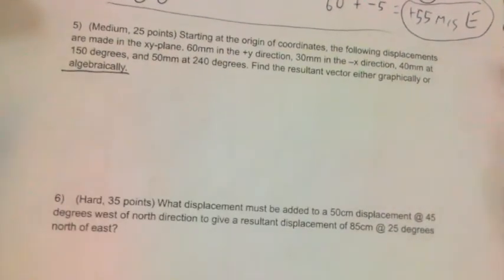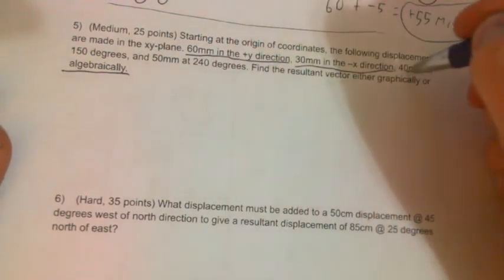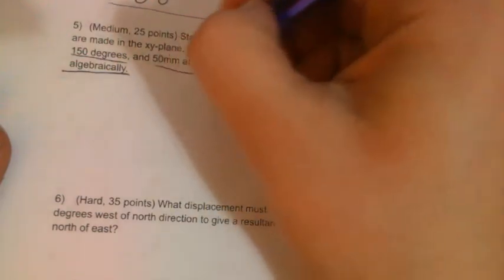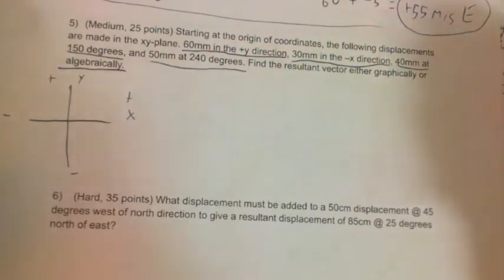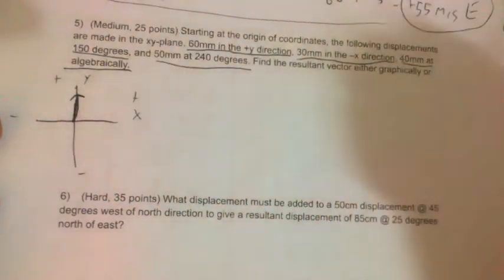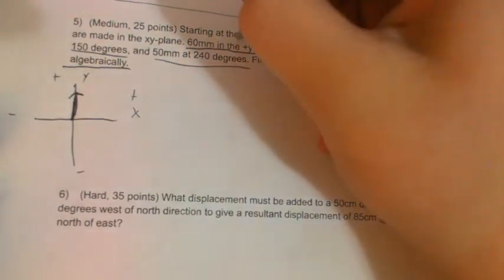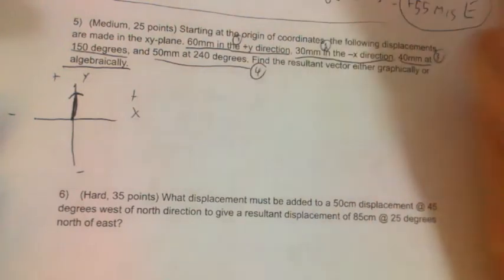Okay, so we have 4 vectors here. We have this one, we have this one, we have this one, and we have this one. So I'm going to go ahead and add these together. We're going to assume standard coordinate plane array. So that's plus, plus, minus, minus, that's x, that's y. Okay, so 60 millimeters in the positive y direction. That means our first vector is just on the y-axis. Oh, I'm going to name these 1, 2, 3, and 4, by the way. So this one I'm going to name 1, this one I'm going to name 2, this one I'm going to name 3, and this one I'm going to name 4.